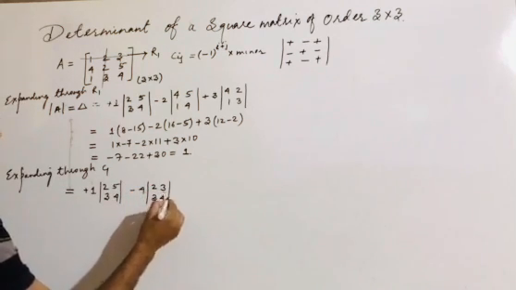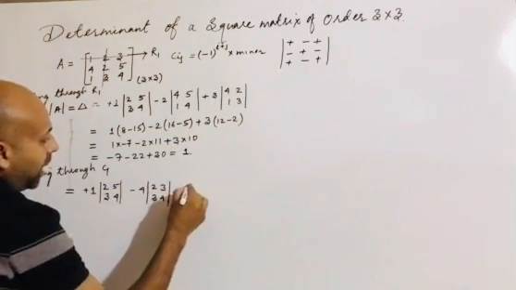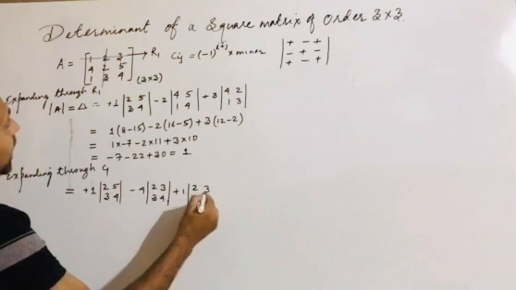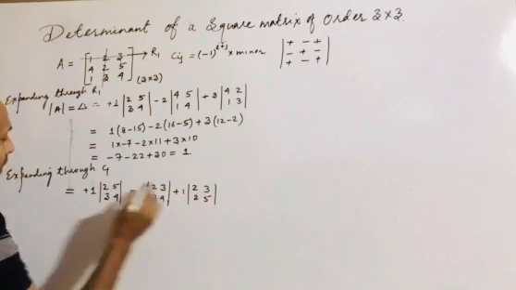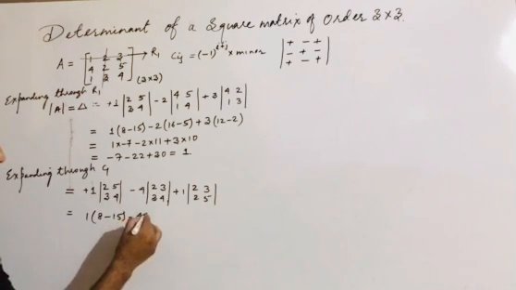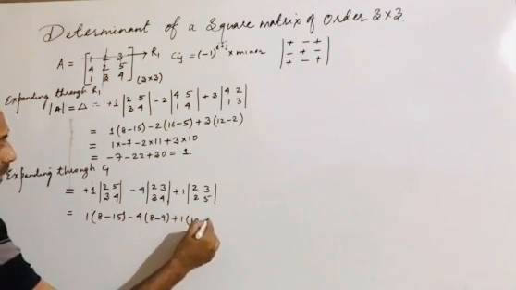Next I have to calculate for what? 1. What will be the position of 1? It's plus. So I'll write here plus 1. And again that row and that column will be omitted. So it will be equal to 2, 3, and then it is 2, 5. So let me solve here. It will be equal to 1, 4 twos are 8, minus 5, 3 fives are 15, minus 4, 4 twos are 8, minus 3, 3 threes are 9, plus 1, 5 twos are 10, minus 3 twos are 6.